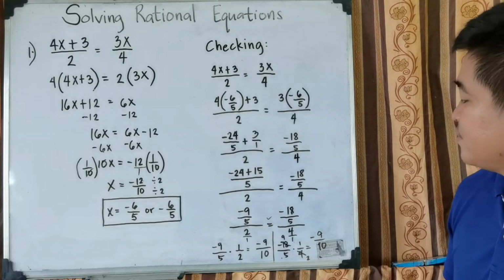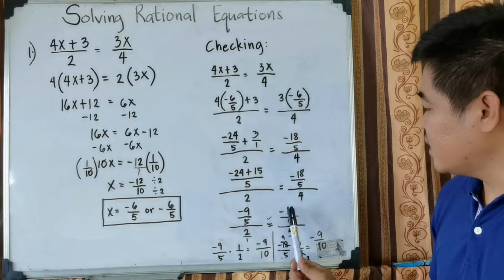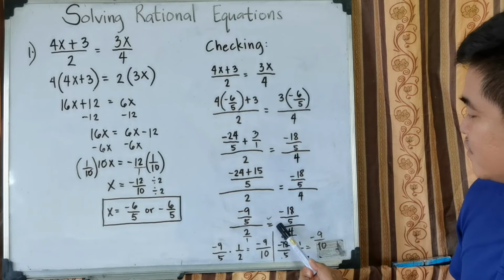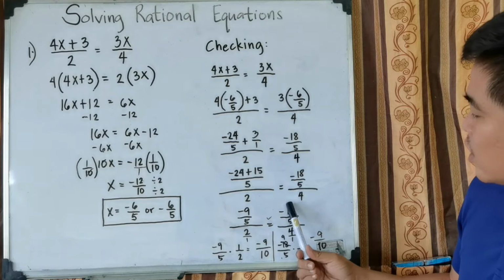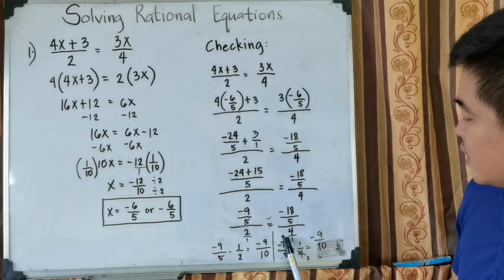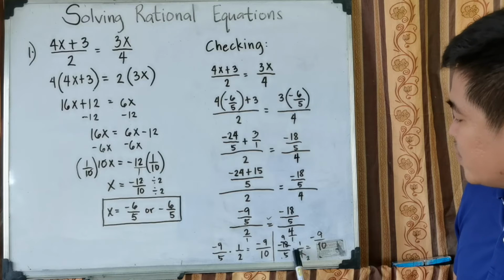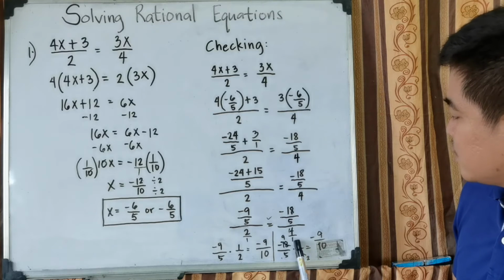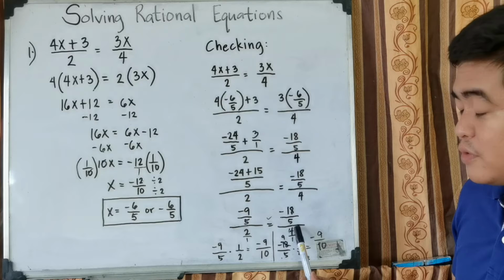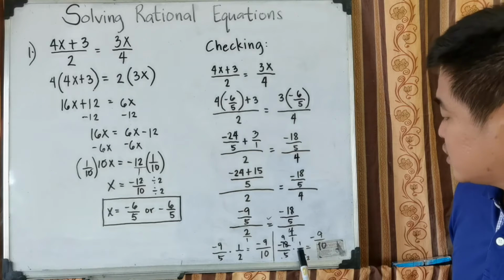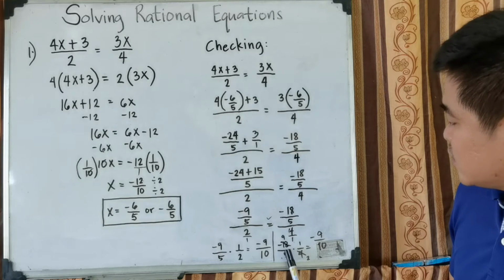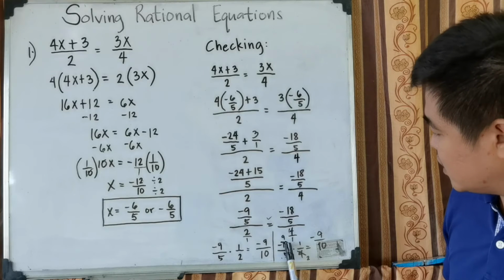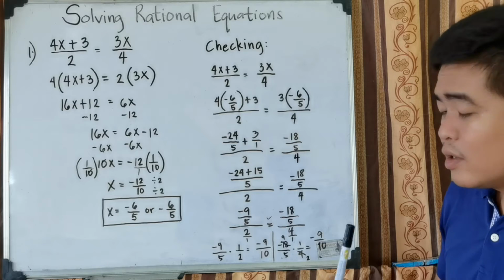On the other side, you have negative 18 over 5 divided by 4. Same process: write your dividend, negative 18 over 5, and multiply it with the reciprocal of your divisor. Your divisor is 4 over 1, and its reciprocal is 1/4. Then multiply them.